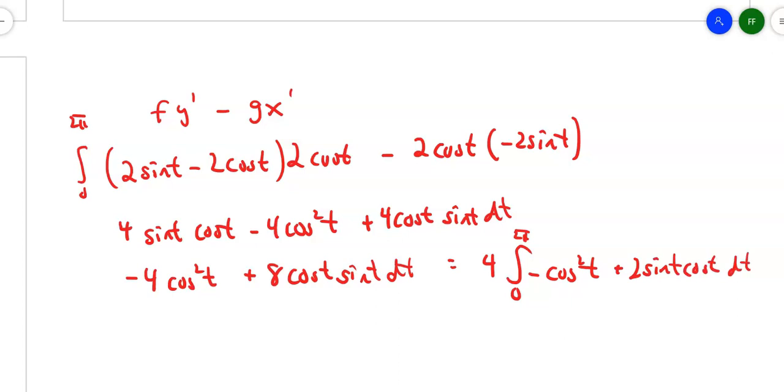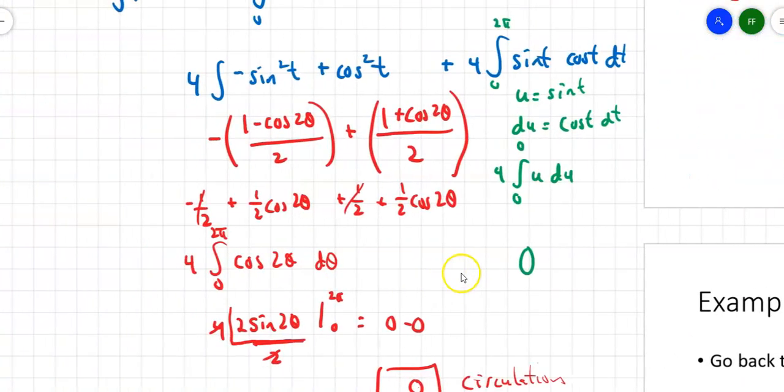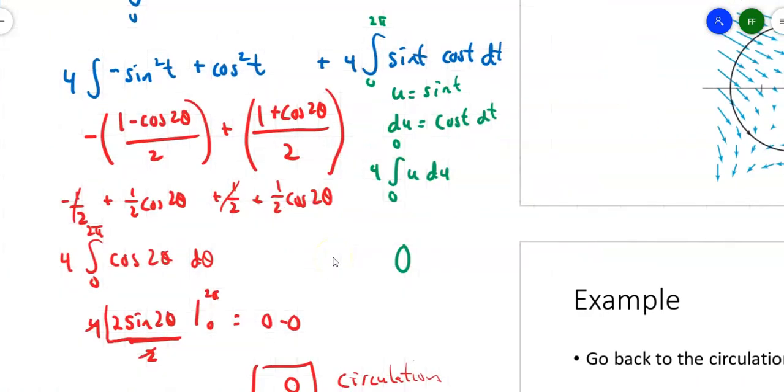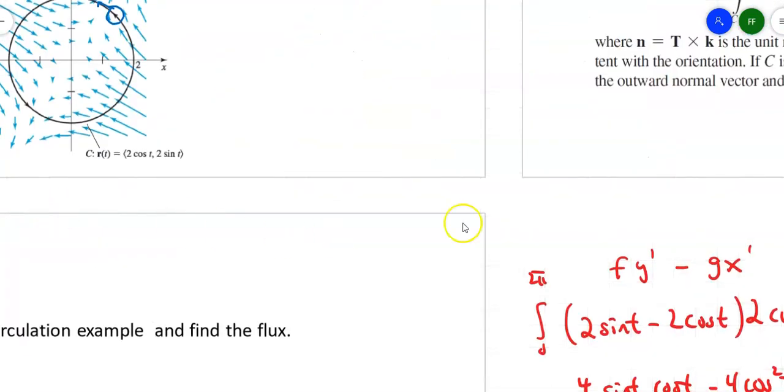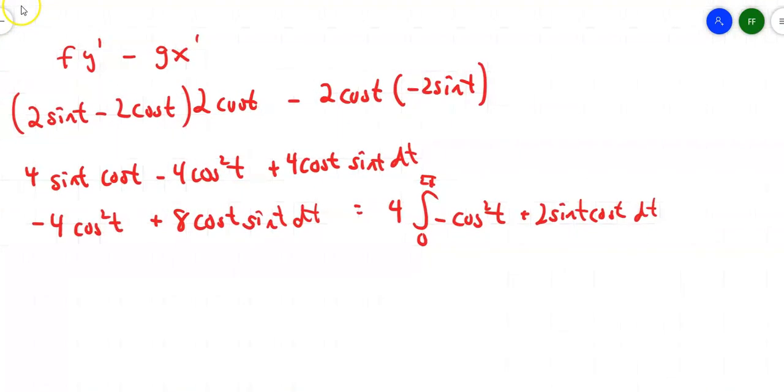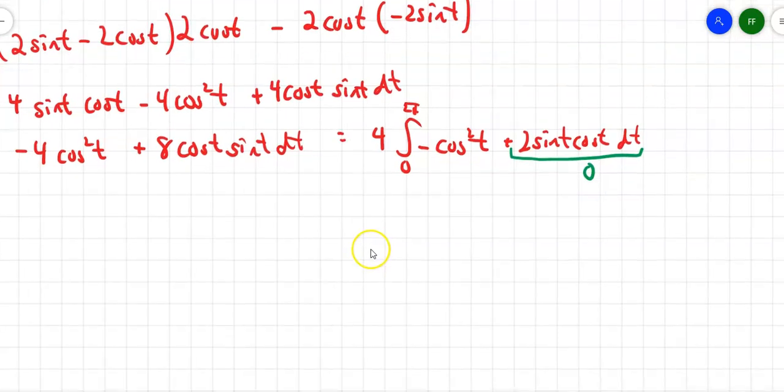Now, can I steal from the previous problem? Hey, why not? Remember in the previous problem, we integrated sine cosine from 0 to 2 pi and we just got 0, right? That would have been the green piece over here. We integrated sine cosine from 0 to 2 pi and just got 0. So I'm going to steal that answer, and I'm going to say that this part here gives me 0. So now I'm left with just the first part.